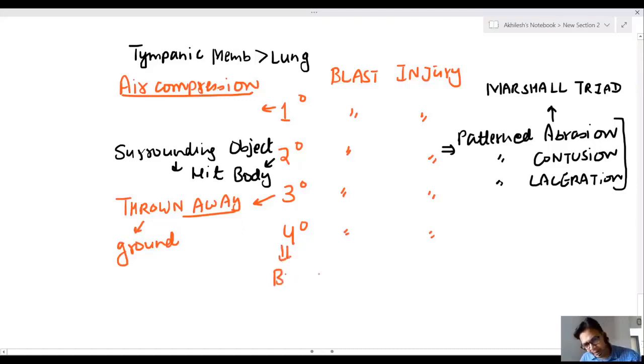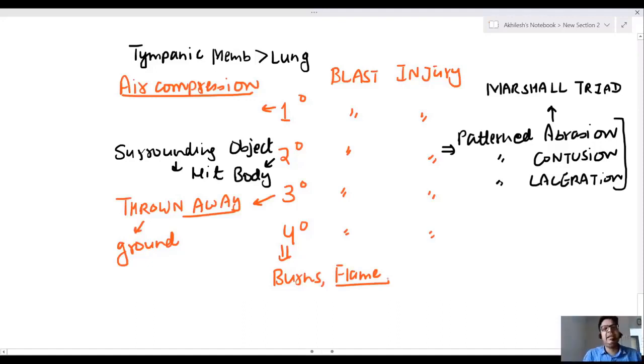Injury produced by burn and flame. This is known as quaternary blast injury. Now, Dr. Saab, you can get a question.